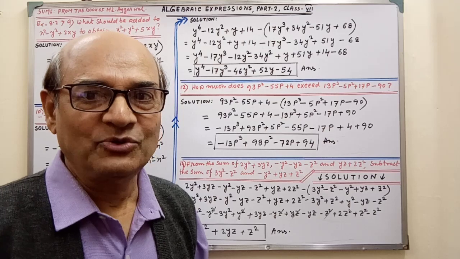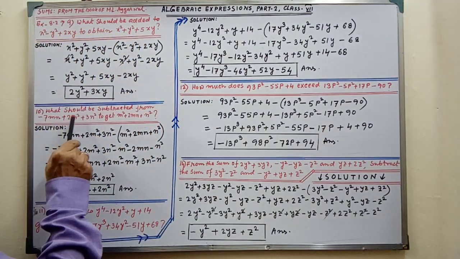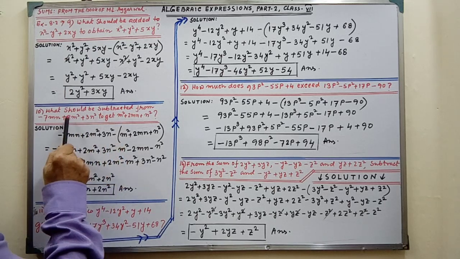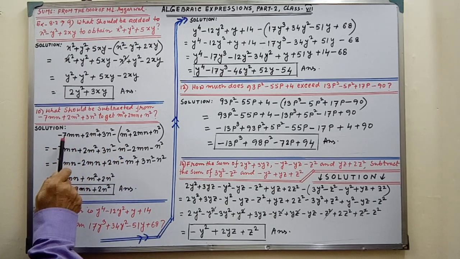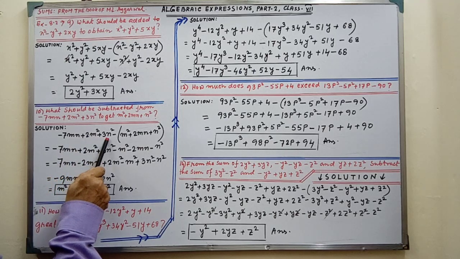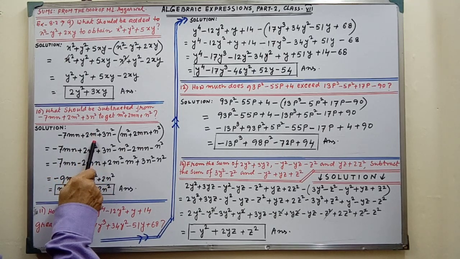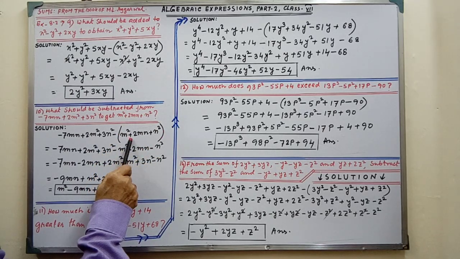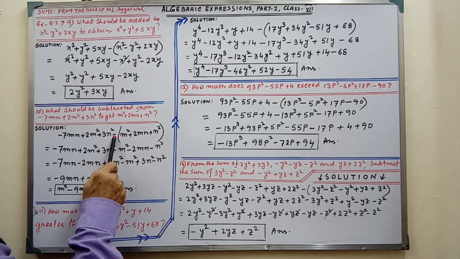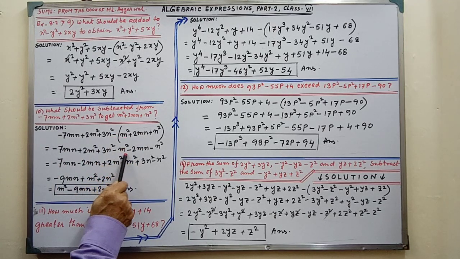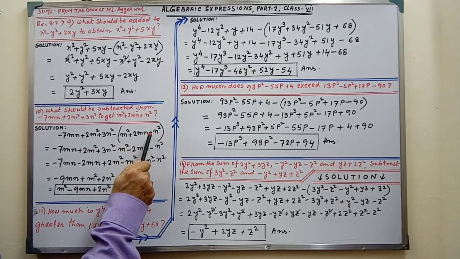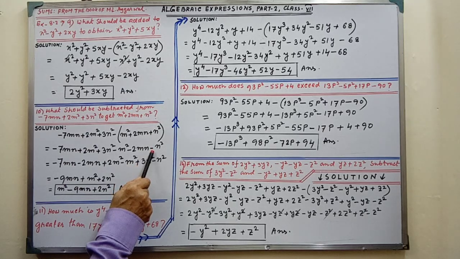Next sum, try to understand the language. What should be subtracted from this to get this? From, we have to write first. This is why first we have to write this expression. From this expression we have to subtract. This is why we have to keep this within the first bracket putting a minus sign. After that we have to eliminate the bracket by changing the sign. This is plus, so it will be minus. It is plus, so it will be minus.